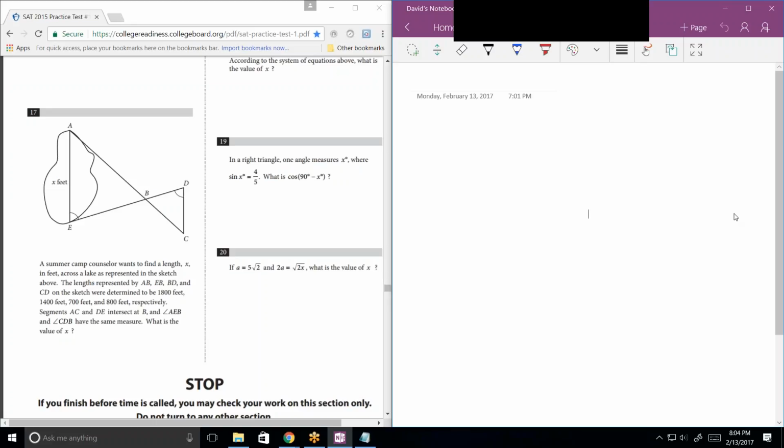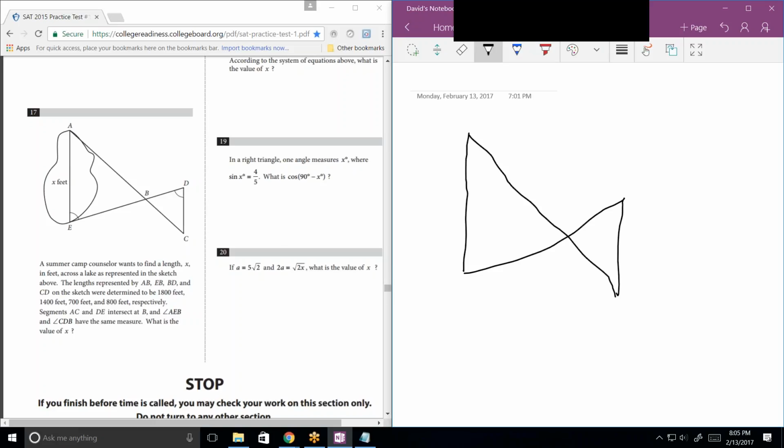This is a word problem, but it's really just a triangle problem. In fact, let me redraw it, because this is something that they do a lot of. They give you a simple triangle problem and then they couch it in a real complicated word problem that's got a lake in it that doesn't have anything to do with anything.